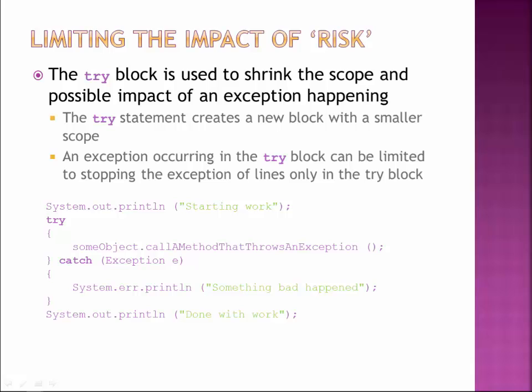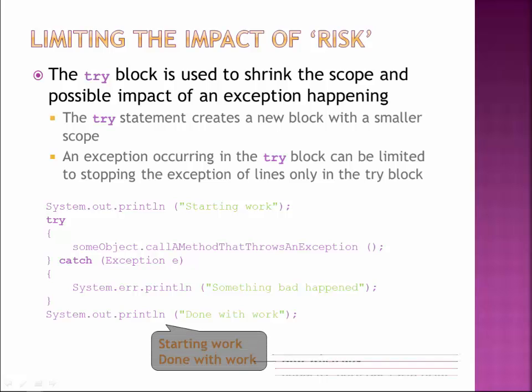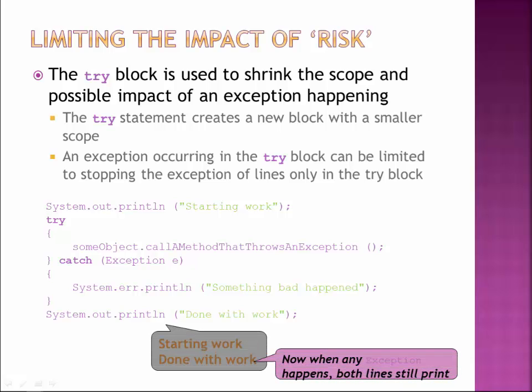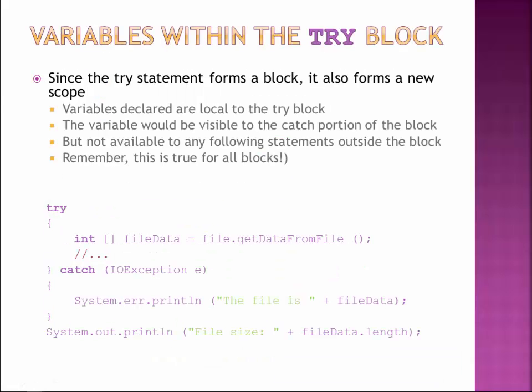So if we actually have to say we're done with the work at the end, we arrange our code like this. So even if an exception happens, it will say starting work, something bad happened, done with work. But we'll know that we finished our work at the end of this flow.